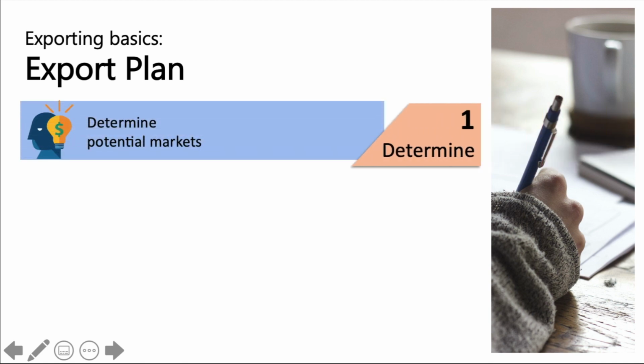So first, you need to determine your potential markets. So here you need to know the demand for that product. Does that particular product have high demand in this particular country? And look at the competitive environment as well. You might as well consider countries with a free trade agreement.